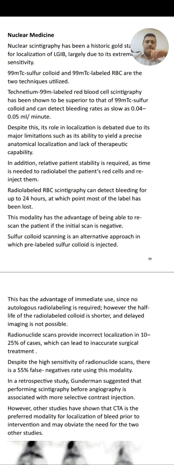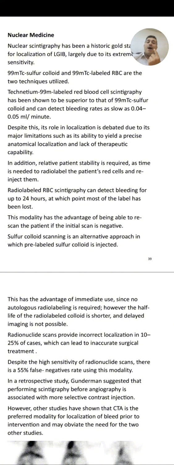Also as a general rule, and I know that some of you are thinking of an algorithm for the management of lower GI bleeding, we will see it later. But as a general rule, we use nuclear medicine or these two modalities if we did colonoscopy. And when we did colonoscopy, by the way, in a mild or moderate bleeding with a shock index that is less than 1, so the patient is stable, and we didn't localize the bleeding on colonoscopy, we move to nuclear medicine or these two modalities.